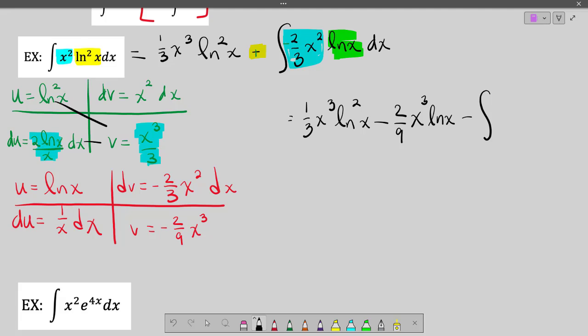Is v du positive or is v du negative? Just v du. When we multiply these two, are we getting a positive or a negative? Right, that's a negative there, which is going to make this turn into a positive. Yes. So, and it looks like to me 2/9 x squared.